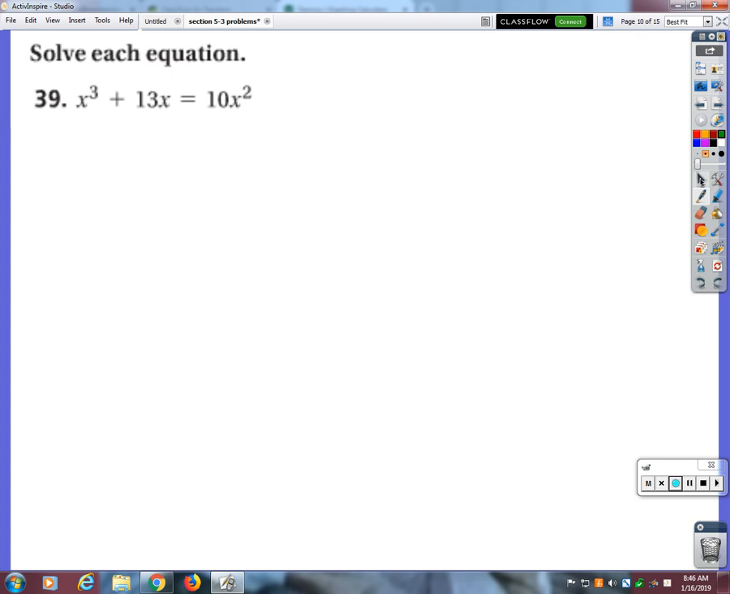Number 39. All right. Kate, you want to blurt out the first step of this one too? Minus the 10x squared, yeah. So x cubed minus 10x squared plus 13x equals 0. Okay, this is a fair one. What do you do now? Factor out the x.